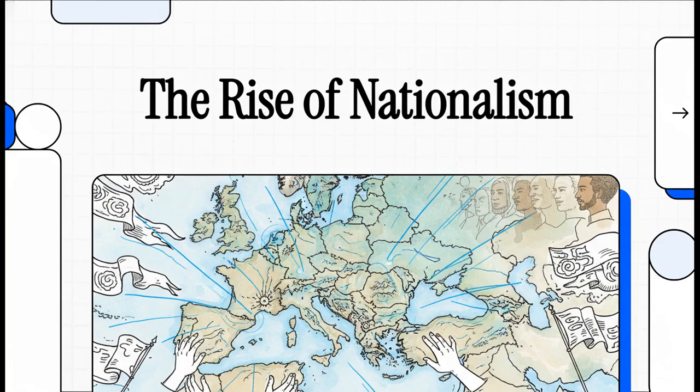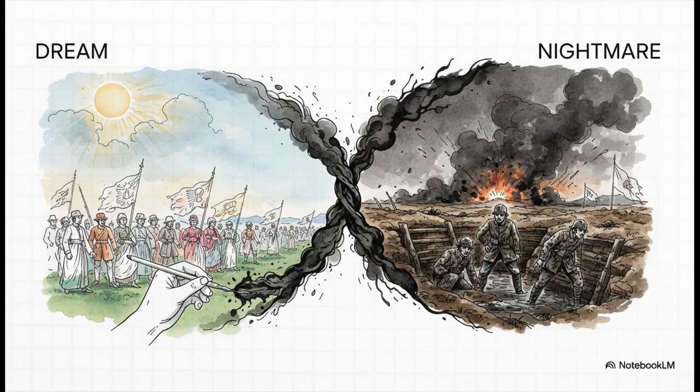Today, we're going to dive into the story of a single, powerful idea that completely redrew the map of Europe and really shaped the world we live in today. That idea? Nationalism. So, how in the world did we get from a beautiful dream of unity to a nightmare of global conflict? Well, the story starts not with a law or a treaty, but with a vision, a really hopeful utopian dream that was captured in a single remarkable work of art.